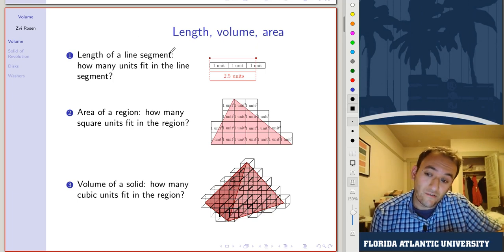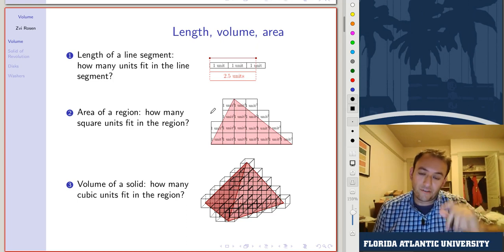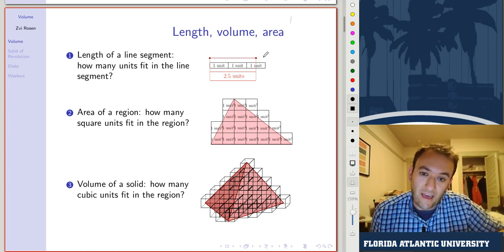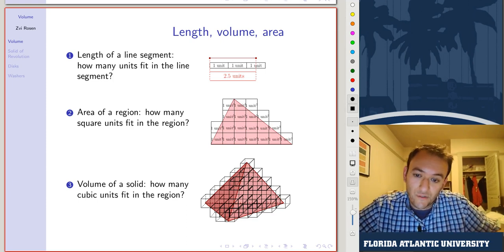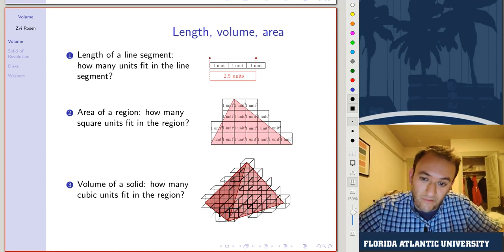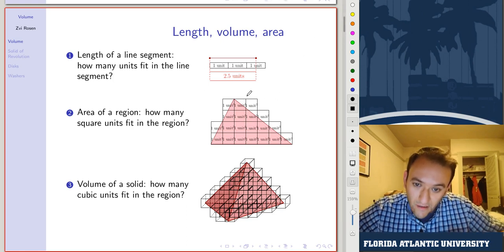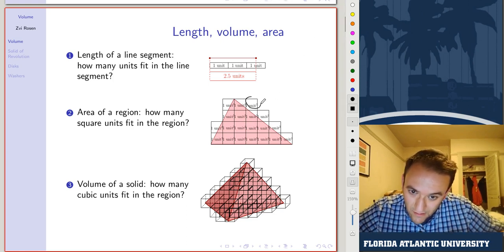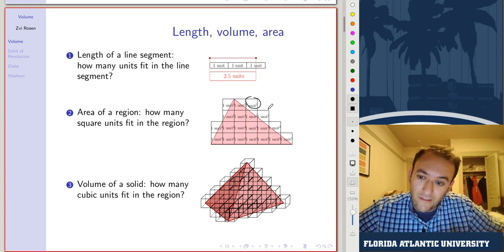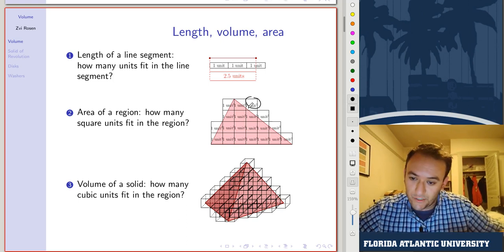When we talk about area of a region, we make a similar calculation. We try to fit square units, so that's a square whose one edge is a unit and the other edge is also a unit, and we try to see how many of those square units we can fit into the region in question. In this case, we have a triangle, and we fit a bunch of square units in. Obviously, a unit like this is not inside of the triangle, but by adding up all of the fractions of square units that we get, we can estimate the area of the region.